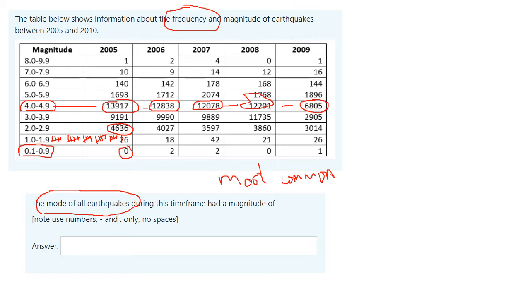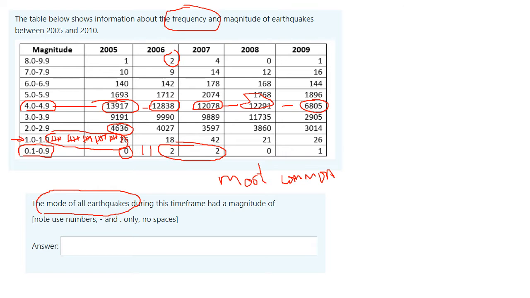You're not looking for a number that is repeated. For example, don't look at 2 and 2 and 2. You're not thinking, ooh, 2 is there 3 times. Not like that. You're looking how many of them. So here, there was 26. So 26 times, you have something between these numbers. Here, it is 13,917 times that there was an earthquake between 4 and 4.9.